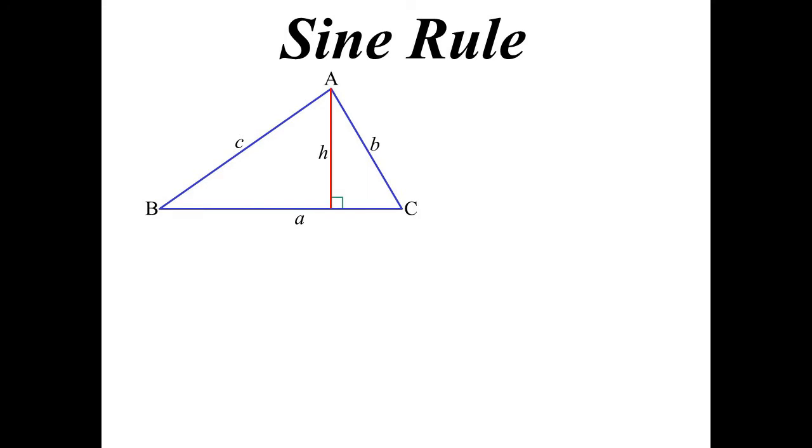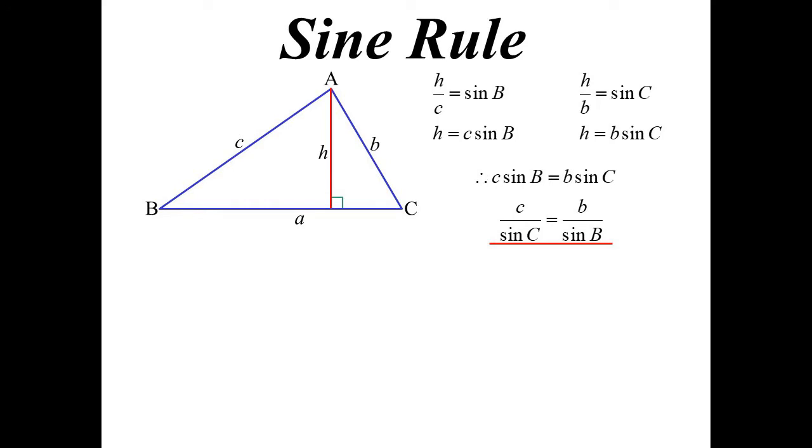Now, if I look at one of my triangles, I can say that H over C is the sine of B. So the perpendicular height is C sine B. However, if I look at the other right angle triangle, I can say H over B is the sine of C. So H is B sine C, but H is the same. Therefore, C sine B is equal to B sine C. Rearranging that, we get C over sine C is B over sine B.